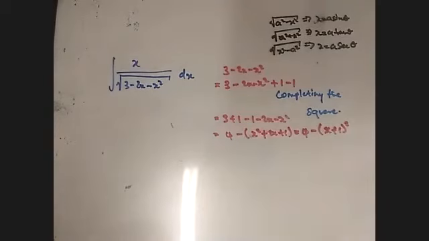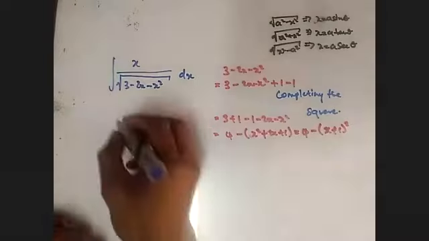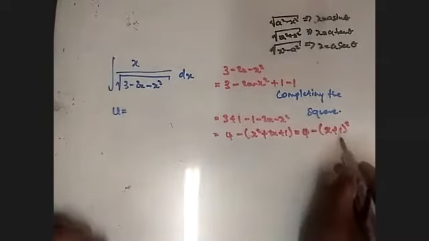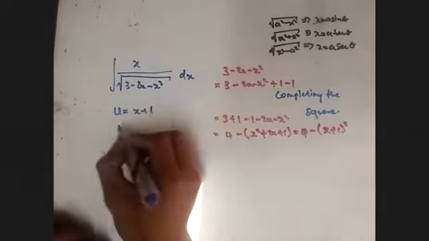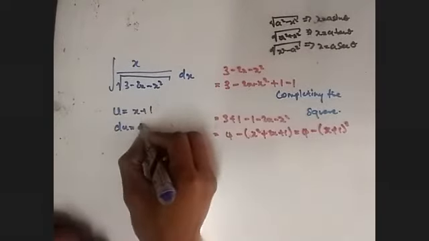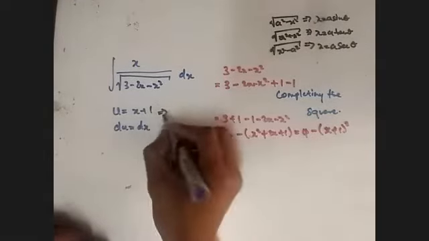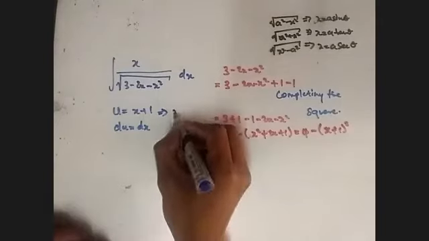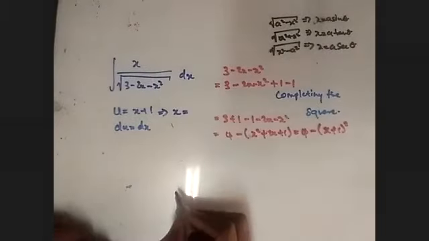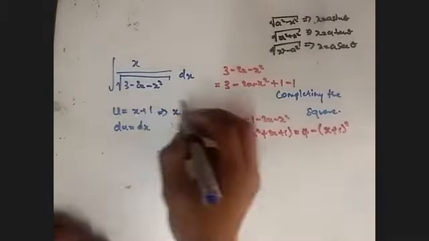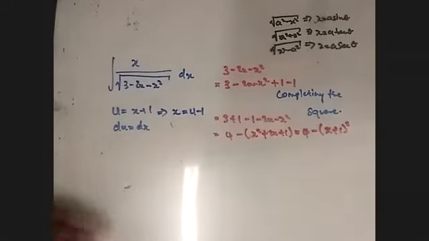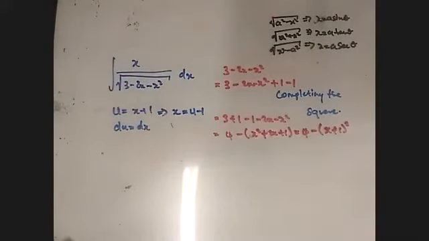But I want to make this more interesting, so let u be equal to x plus 1. It means that du is equal to dx. And let us at the same time define x with respect to u: x equals u minus 1. You're going to see why I'm doing all of these things.